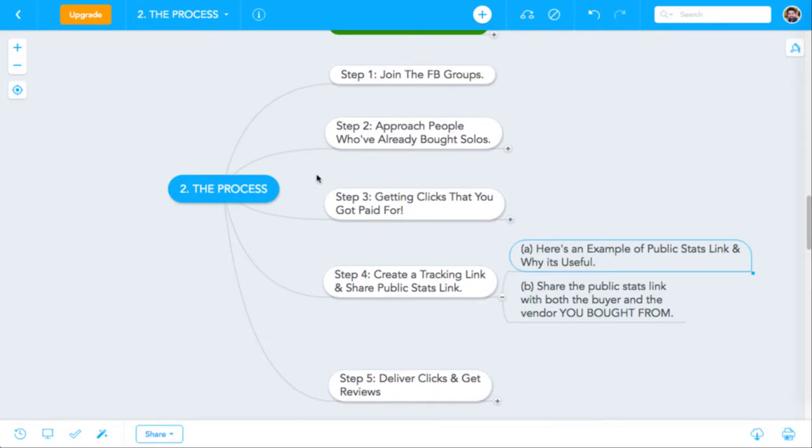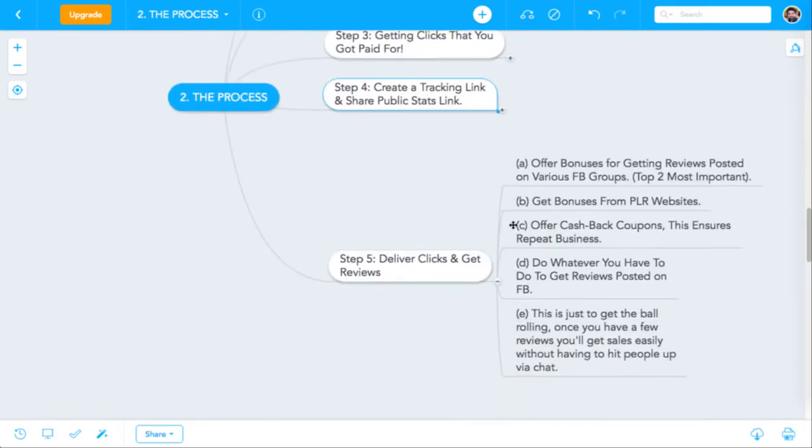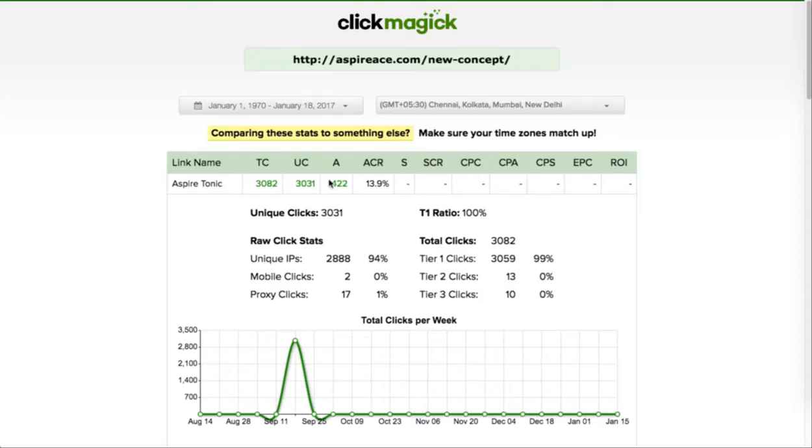Don't worry if it doesn't make sense right now. We're going to discuss it in greater detail in the next video: how to create a link, how to give it to the solo ad vendor, and the entire process. All right. So create a tracking link and then deliver clicks. Once this is done, let's say someone bought 100 clicks from you. The UC is probably going to show 100 plus clicks. And whatever the action conversion ratio is, let's just stick to the unique clicks. If it shows anything over 100, you've completed the order because the order was for 100 clicks.